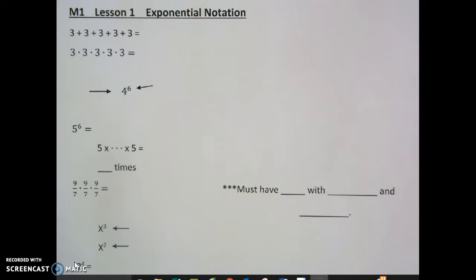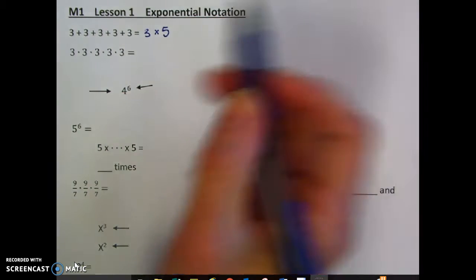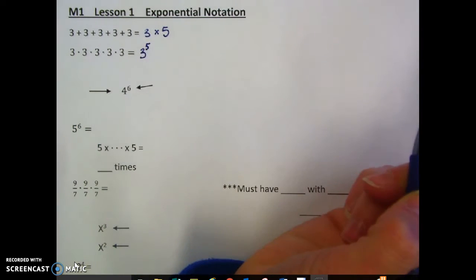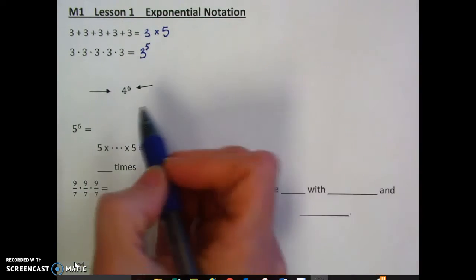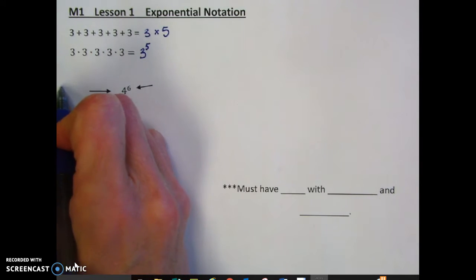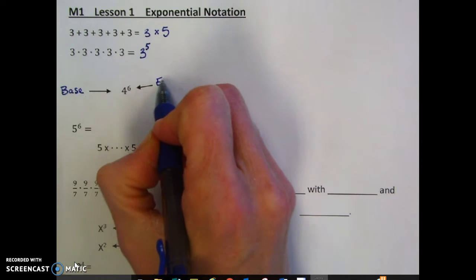You have to realize there's a difference between 3 plus 3 plus 3 plus 3 and 3 times 3 times 3 times 3. There's a difference between addition and multiplication. When we are looking at the first problem there, we are talking about 3 times 5. When we're looking at the second problem here, we're talking about 3 raised to the 5th power. So if we have an exponential notation, 4 is what we call our base, and the 6, the power, is what we call our exponent.